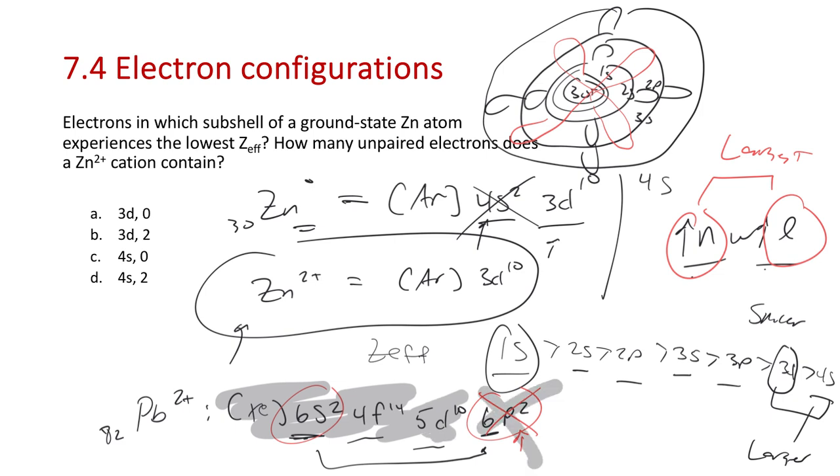Okay, so for cation configuration, start with the neutral atom, write its configuration for a 0 charge, and then think which electrons you are removing.